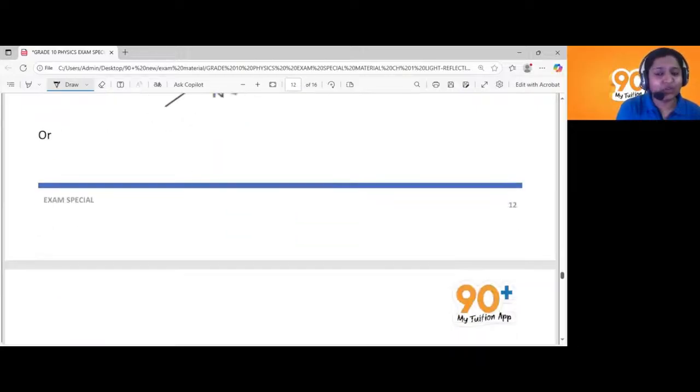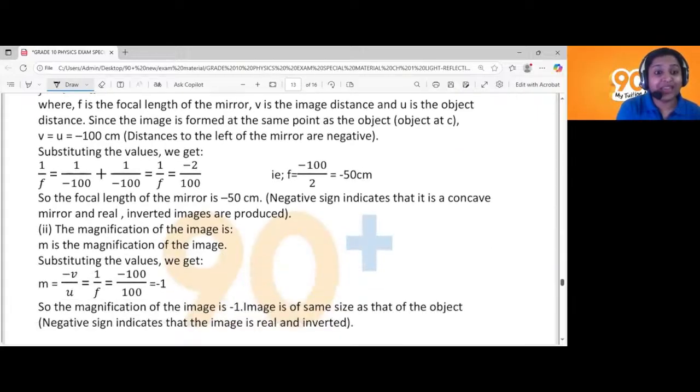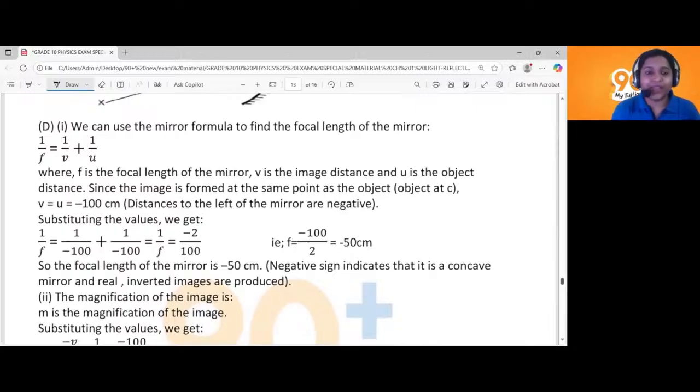Image is formed at same point and it is a concave mirror. So what is the condition? It should be kept at C. To get an image of same size or at same location, the object should be kept at C. If u is equal to negative 100, v is also negative 100.